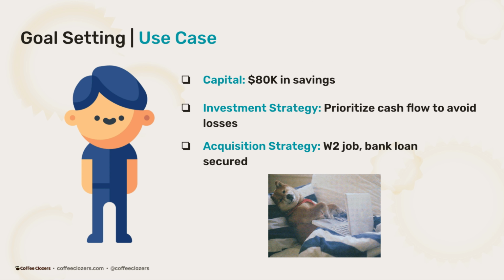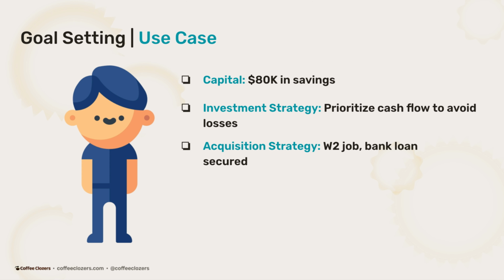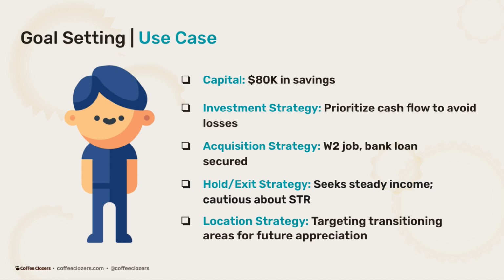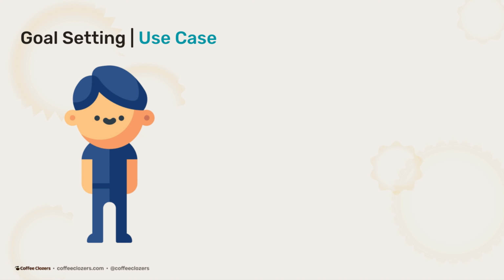He has a W-2 job, maybe works as a software engineer, and he'll be able to secure a bank loan no problem. For hold, he seeks steady income, and he's really cautious about short-term rentals. He's heard on podcasts that they can be really profitable, but he doesn't want to put so much work into something for his first investment. Location strategy is he wants to target future appreciation areas. He is also okay with going out of state.